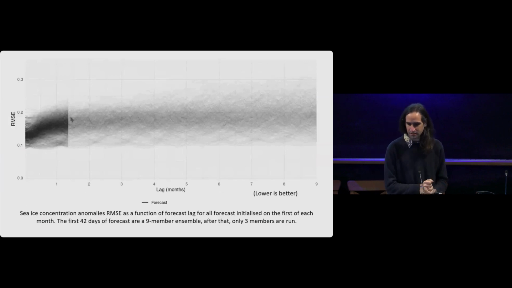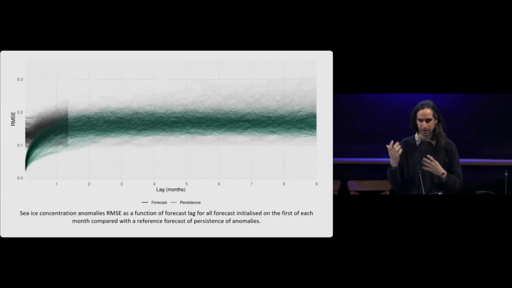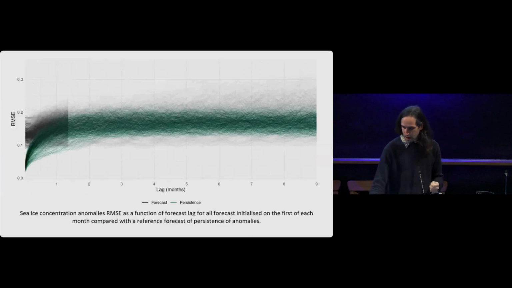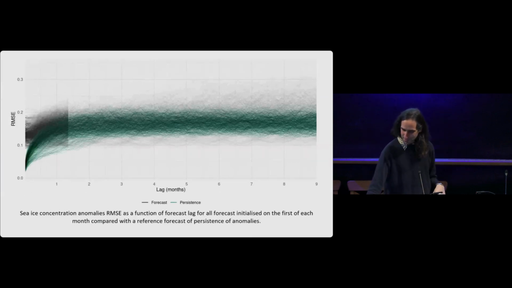We also have the hindcast. So these are forecasts with 42 members up till 42 days, and then only 3 members, so that's why we have a different amount of lines. So this is as a function of lag, the root mean square error of the sea ice concentration anomalies. Lower is better. That's something I always need to think about.